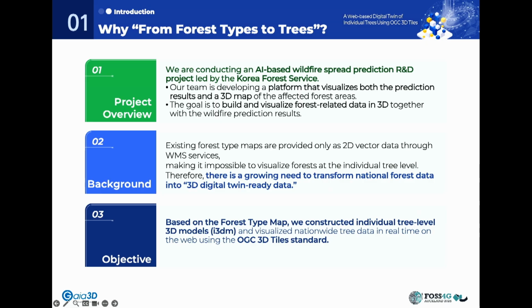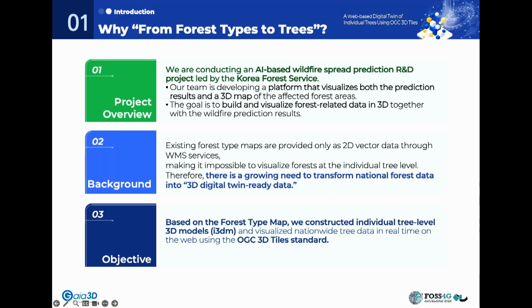We are currently carrying out an AI-based wildfire spread prediction research project led by the Korea Forest Service. Our goal is to predict wildfire spread and show the result on a 3D web-based map platform. Most existing platforms use the forest type map as 2D vector data provided through WMS service. This is fine for general forest management, but it cannot show individual trees, which are very important for accurate wildfire modeling and for building a forest digital twin.